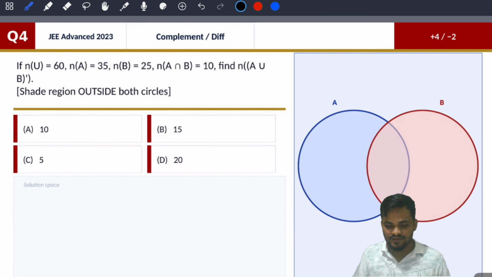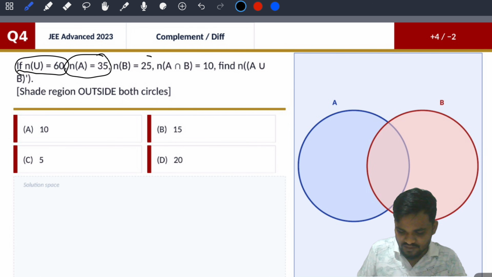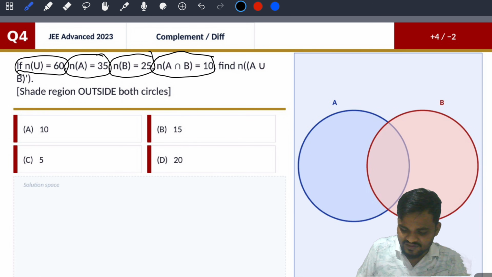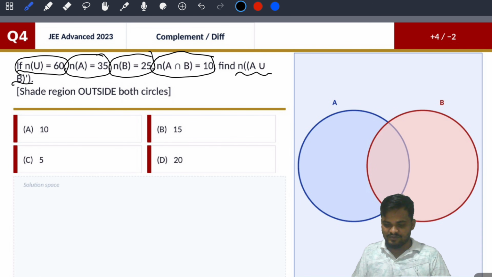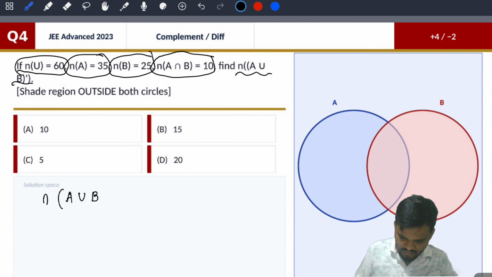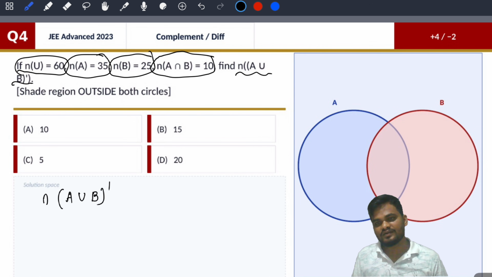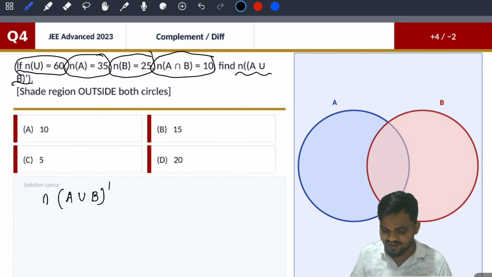So the next question is an important question. What is it talking about? If the number of elements in U is 60, the number of elements in A is 35, the number of elements in B is 25, the number of elements in A intersection B is 10, then you have to find the number of elements in (A union B) complement, correct? So first, fill the Venn diagram. How to fill? Innermost first.